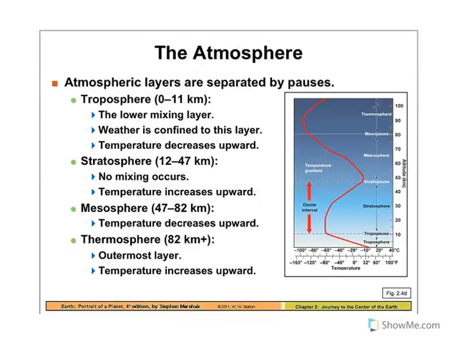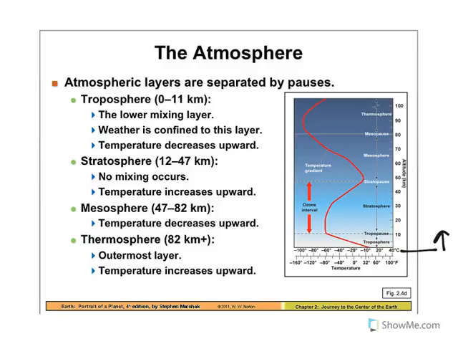So let's take a look at the layers. We have four main layers to the atmosphere, and they're separated by a pause. The pause is just kind of the boundary. If we start down here at Earth's surface, if you were to fly upwards, the first layer you would go through is the troposphere. This is the lower mixing layer. This is where all of the weather happens, all of the hurricanes, all of the thunderstorms, all of the blizzards. It all happens right here in this layer. As we move upwards, the temperature decreases, so it gets colder.